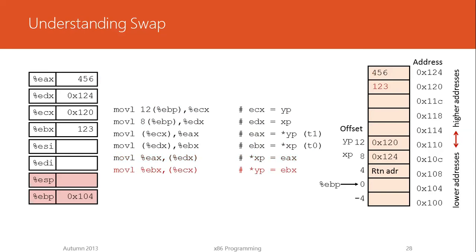The same thing happens with the contents of EBX that holds the contents of the pointer YP. We take the contents of EBX and put that to the location specified by ECX, that is holding the address pointed to by YP. And since the memory reference is a destination, that is why it is a store operation, and the location pointed to by YP gets updated.